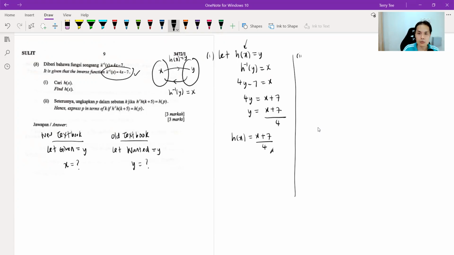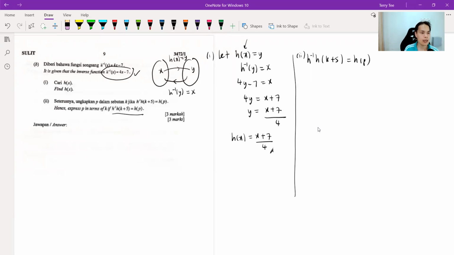Okay, Roman 2. Now, express p in terms of k, given that h inverse h of k plus 5 is now h(p). Okay, so first thing you need to know: what is the meaning of h inverse h? Maybe I just write here. Now, when we say h inverse h, we are referring to the function h happening first, right?